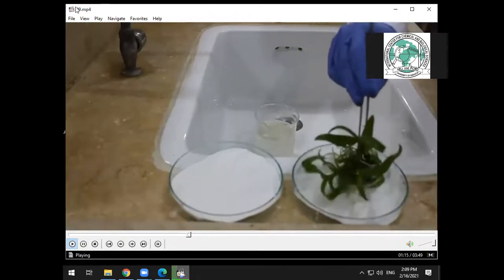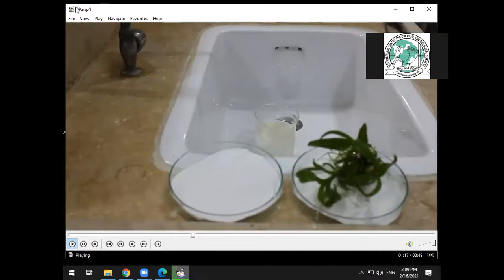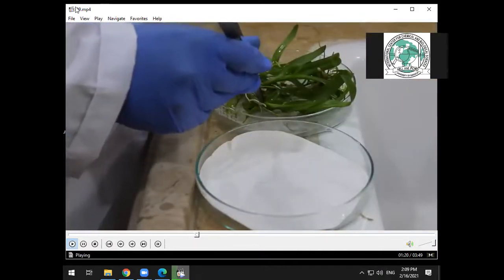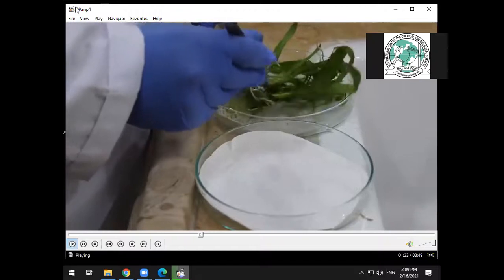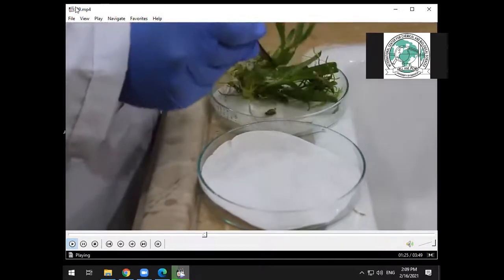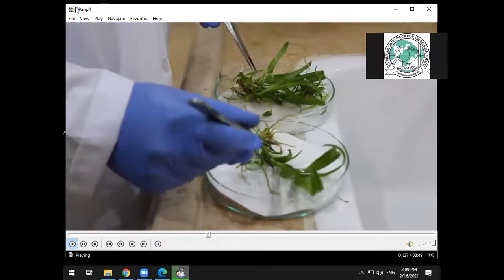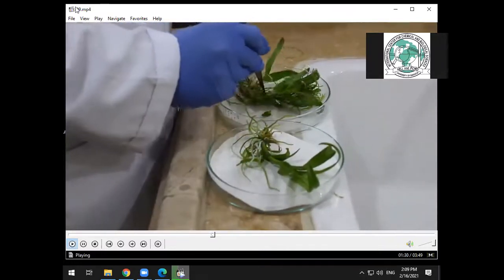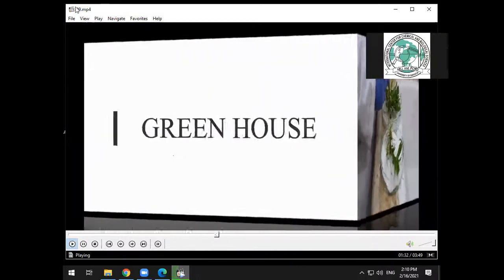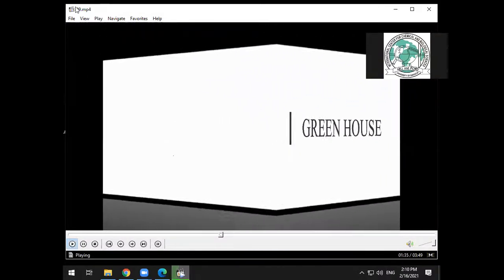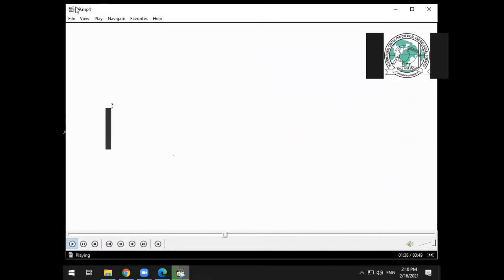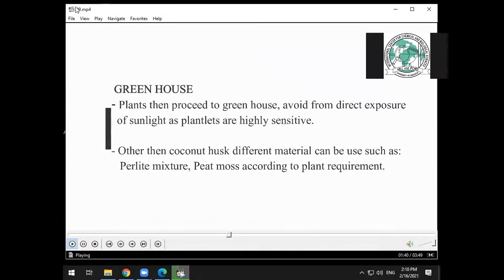Put the plants in petri dish and separate them carefully to avoid any kind of damage to the roots before taking them to the greenhouse. Do not expose plants to the direct sunlight, as plants are highly sensitive. Perlite mixture and peat moss can also be used other than coconut husk according to the plant requirements.